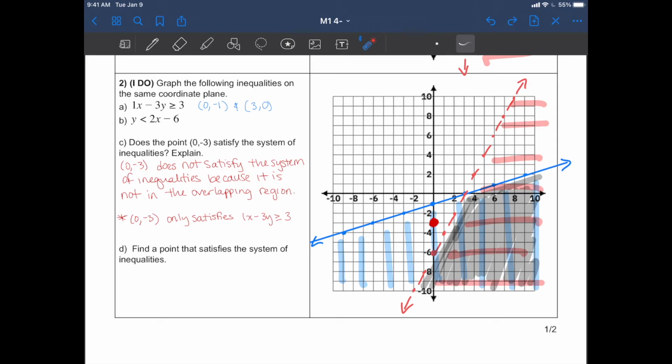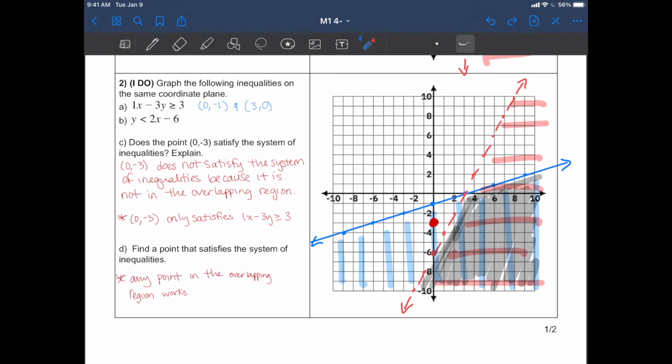And then part D says, find a point that satisfies the system of inequalities. Well, you have an infinite amount of answers that you can give as long as it appears in this shaded region. Know that this x axis and this y axis can extend all the way to positive infinity here and negative infinity here. So you can even go off the graph and still be correct. But for simplicity, why don't you pick something that you can actually see on the graph?